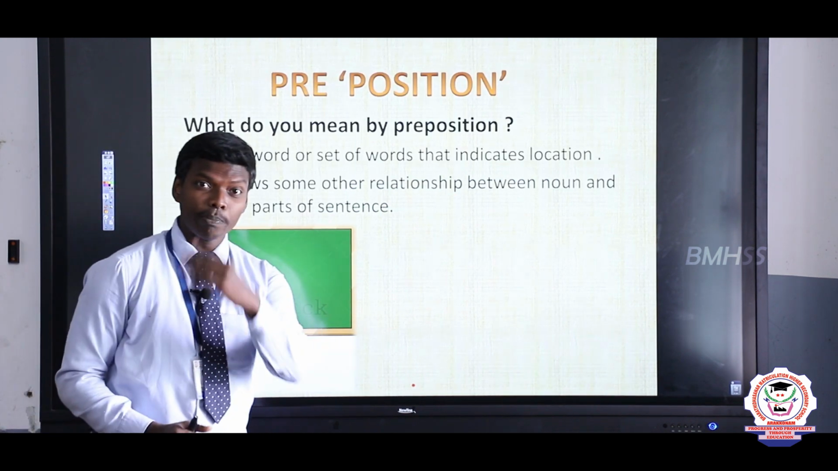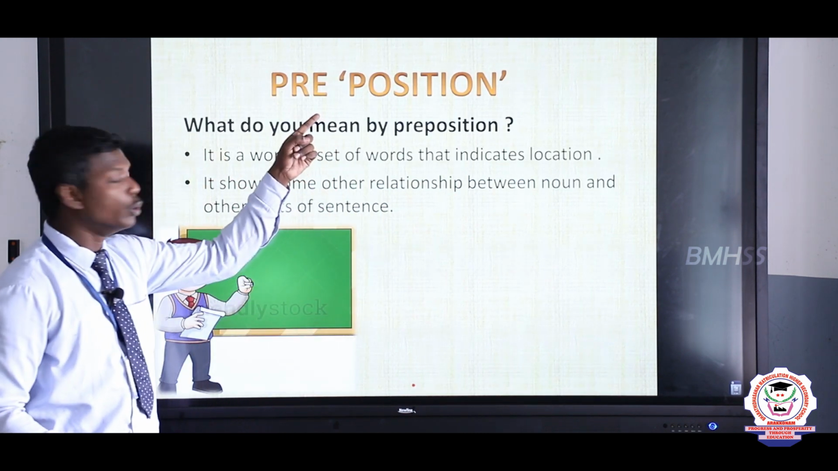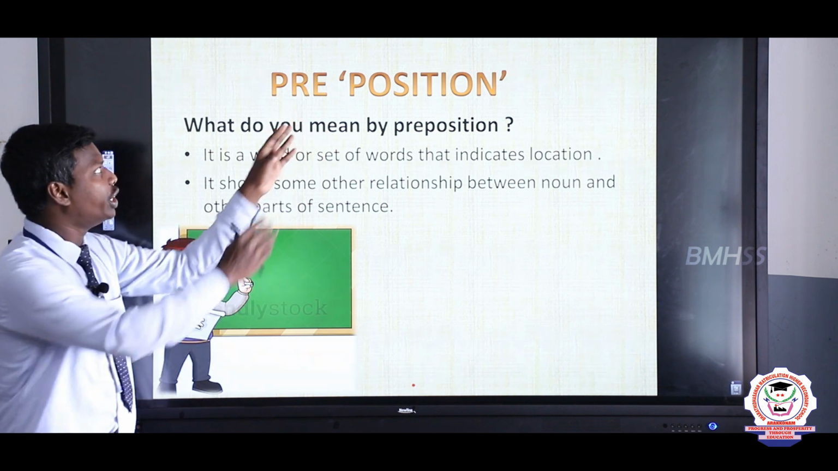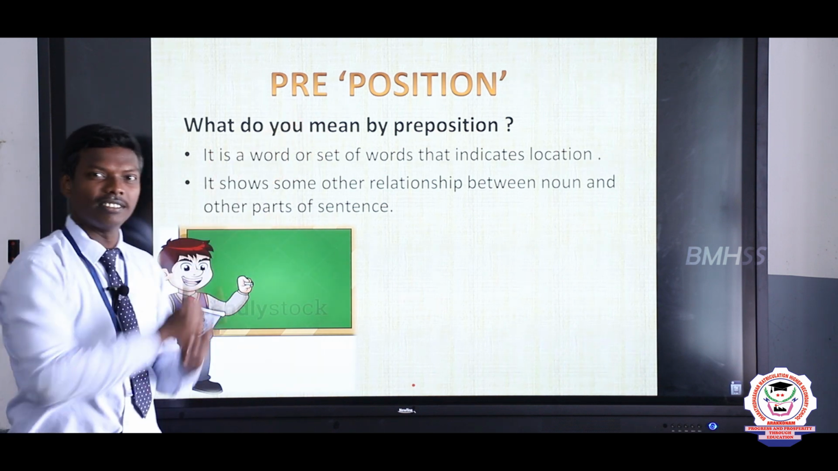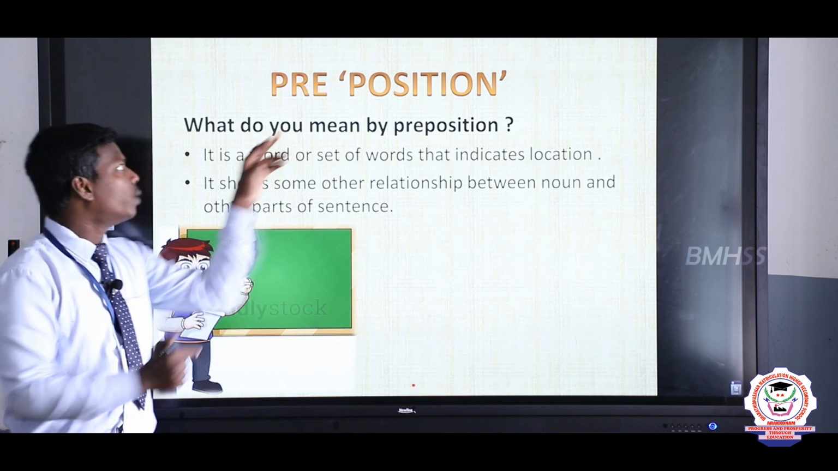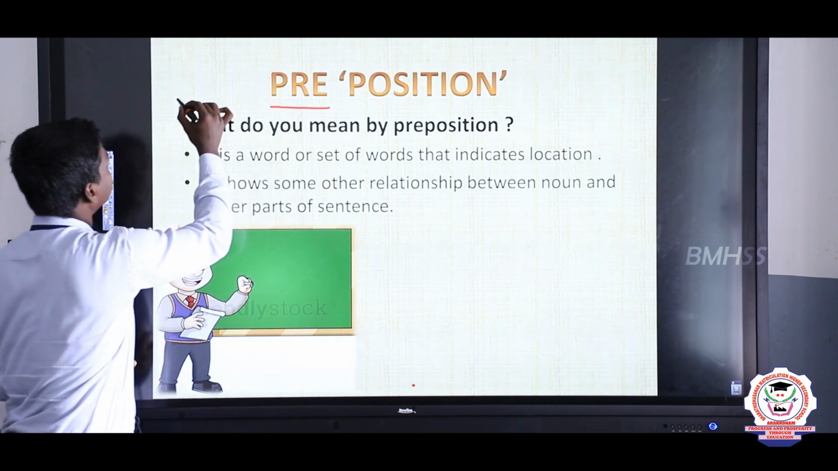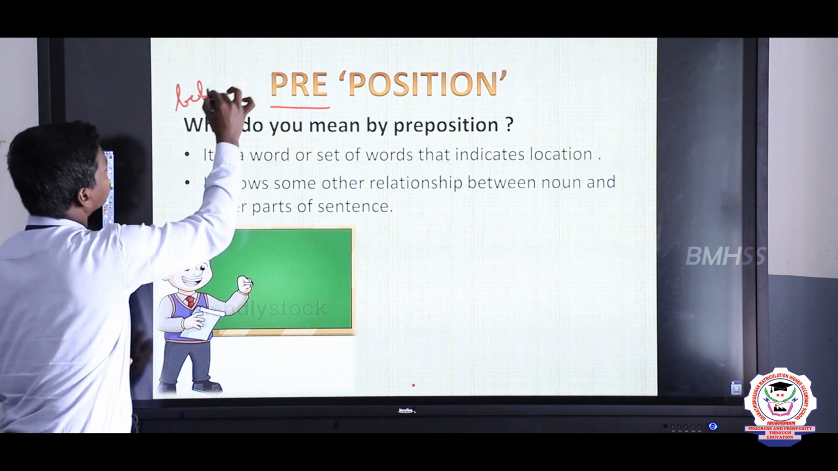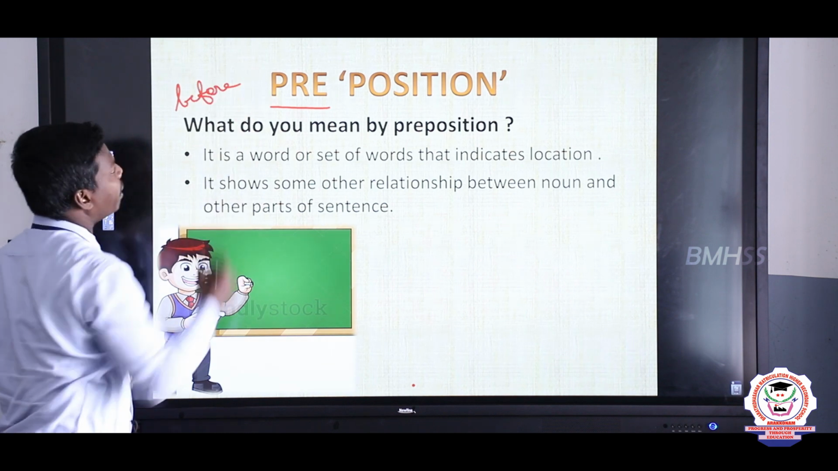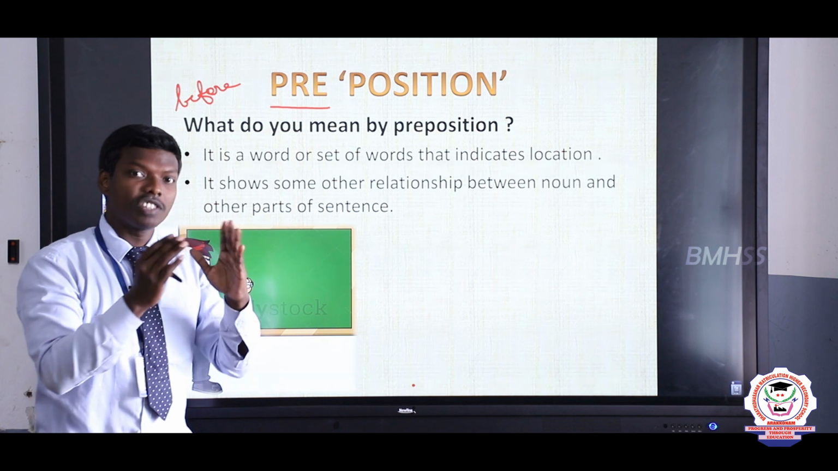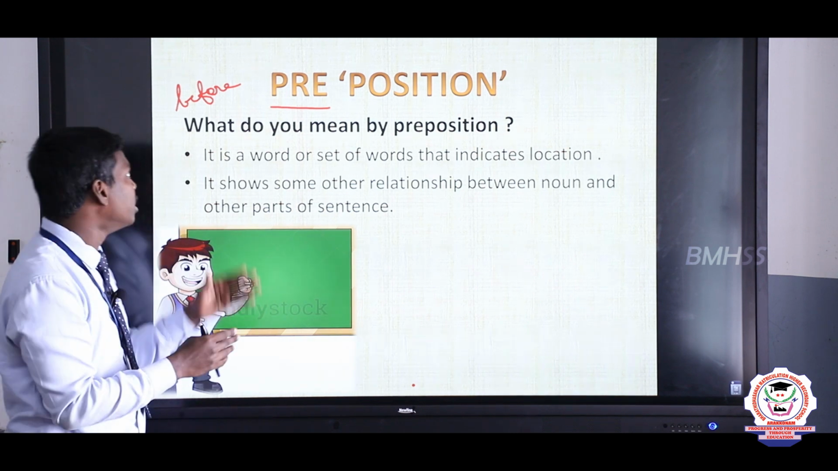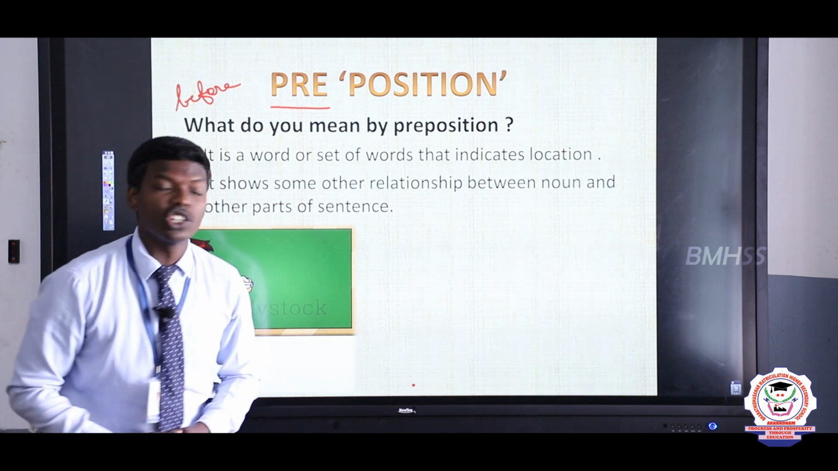Students, what do you mean by preposition? Here, if you keenly observe, I have pointed out preposition. The word pre here refers to before. Before, so the position of something. What is the position? So thus, what do you mean by preposition?